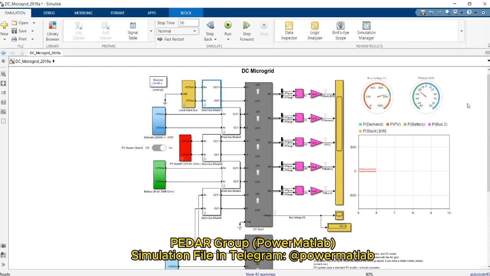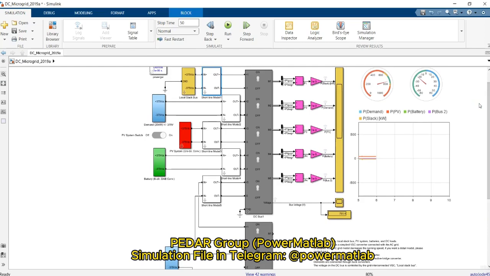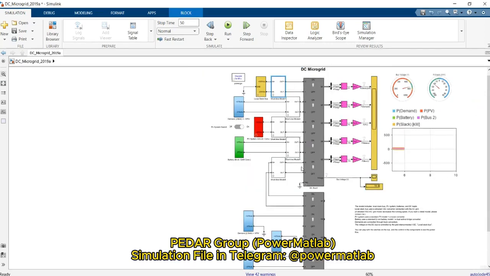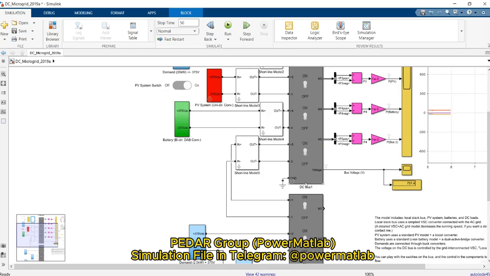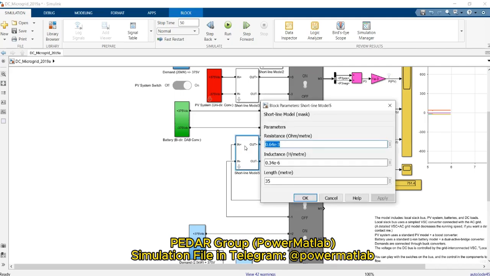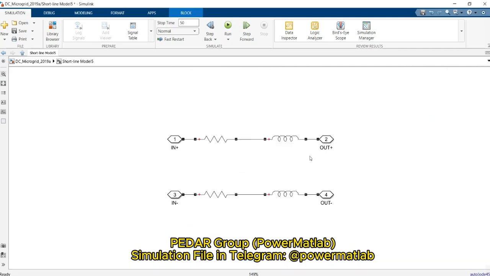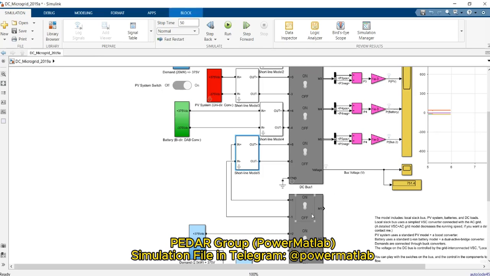As you can see here, the power DC microgrid consists of two main bus bars, number 1 and number 2, where these two bus bars are connected to each other through these short lines. Also, these two buses can be connected or disconnected from each other using these state switches. By turning these switches on and off, we can connect the buses to each other or disconnect them.